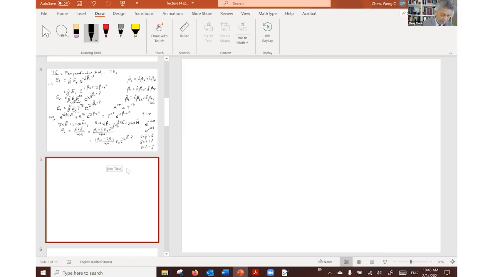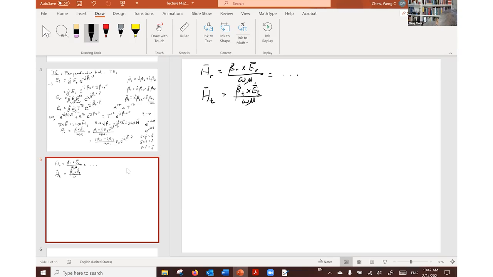You just have to do this very carefully, so you can actually go and work out your reflected field, HR. Okay, HR will be given by beta R cross ER over omega mu 1, and then you can do the work yourself at home, and then you can go and look for HT, which would be beta T cross ET over omega mu 2. Remember, I have to replace mu 1 with mu 2 because I'm in region 2. Okay.